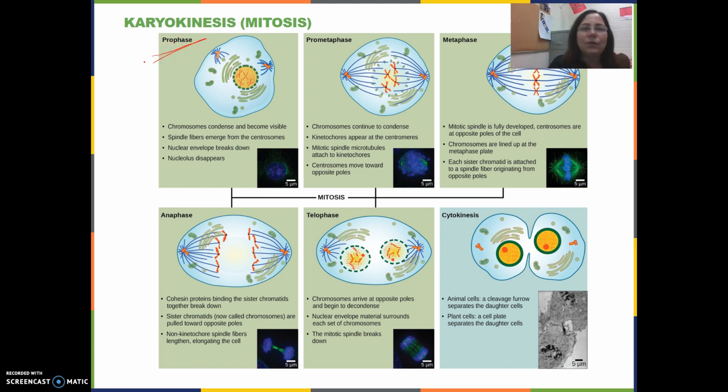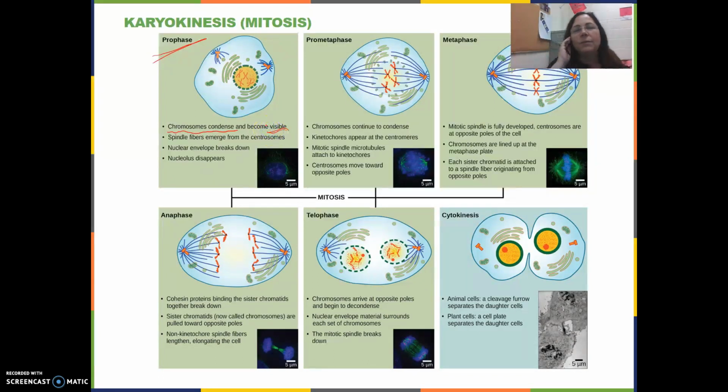During prophase, the chromosomes condense. Remember that DNA, during interphase, took a form called chromatin, and it was very spread out. Now it's going to condense and form these rod-shaped or X-shaped structures called chromosomes. And you can see them. They are visible under the microscope.